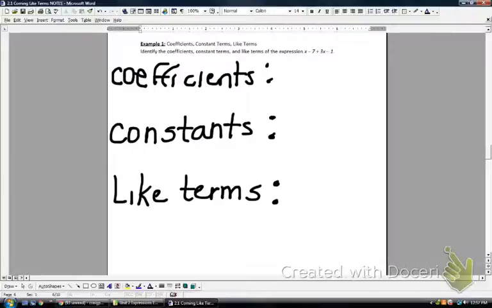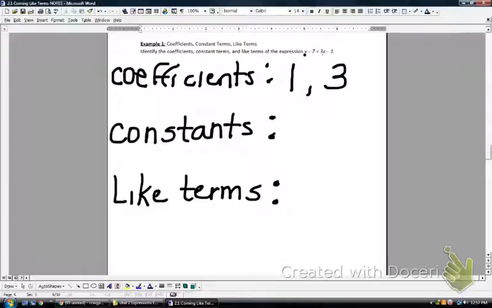So I look here and I have an x and I have a 3x. Well, it's understood, if I have an x, it's understood to be 1 in front of that x. So my coefficient, even though it's not written, it's understood to be there. So the coefficient of my first term is 1, and then the coefficient of that other term is 3.